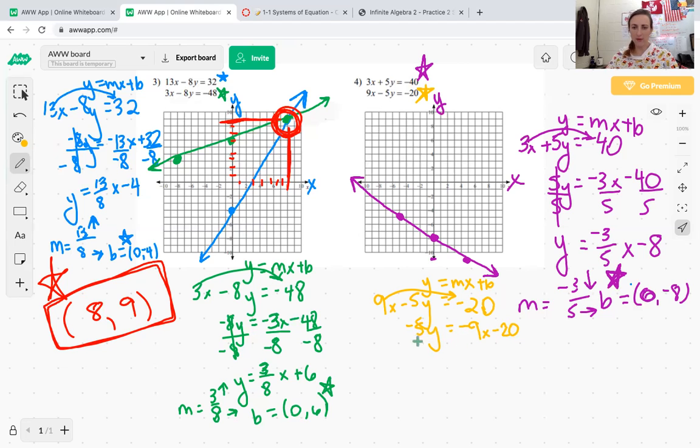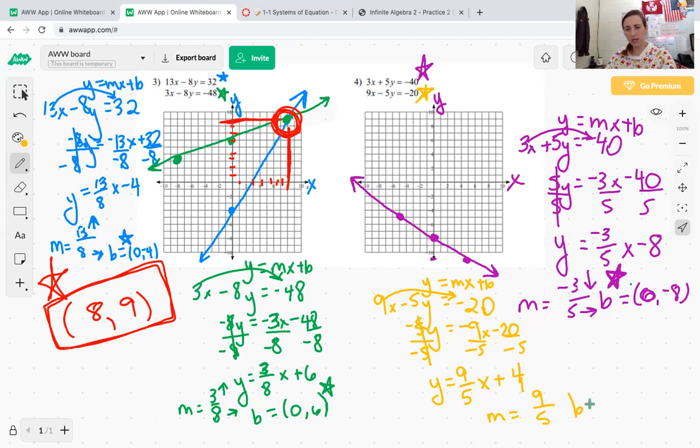And now to solve for y, we divide everybody here by negative 5. So negative 5, negative 5, negative 5. Negative 5's cancel, and y equals a negative 9 divided by negative 5. Makes two negatives, make it a positive 9/5 x. And now negative 20 divided by negative 5, once again, two negatives, make it a positive 4. There we go. And we'll find his slope is now going to be 9/5.